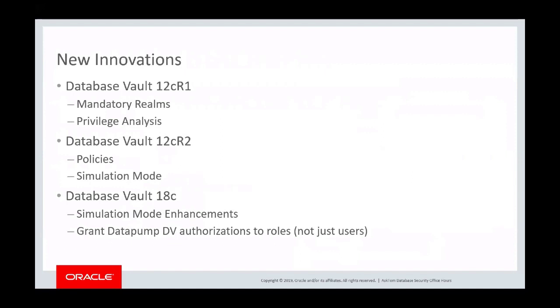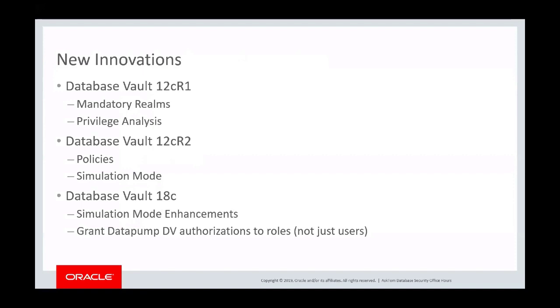So let's start with 12c, or 12.1.0.2, which includes the 12.1.0.1 release. The big things that were released with that are mandatory realms and privilege analysis, and we'll touch on both of those. I'm not going to spend a whole lot of time. Mandatory realms are in addition to what we now call regular realms, which have been part of Database Vault since the beginning, and they give you much stronger controls on who has access to sensitive data.